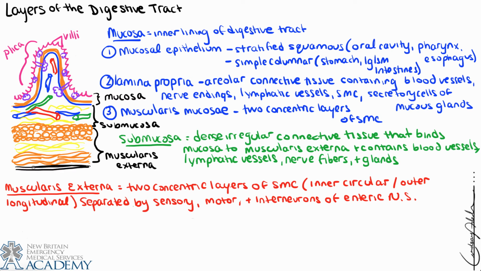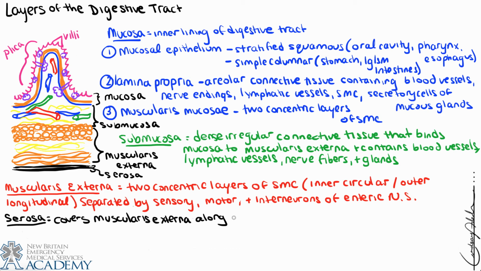So we'll talk a little bit more about this when we talk about the control of the digestive system. Now, the outermost layer is the serosa, and there's a little bit of a qualifier here, but first we'll just remind ourselves of the visceral peritoneum. So the serosa basically covers the muscularis externa along portions of the digestive tract within the peritoneal cavity. That means that the serosa is the visceral peritoneum. Those two terms are synonymous.